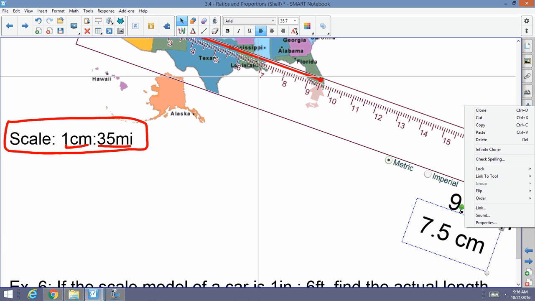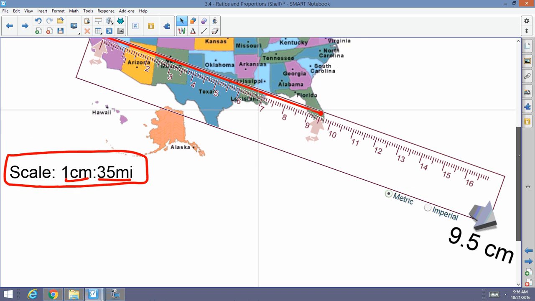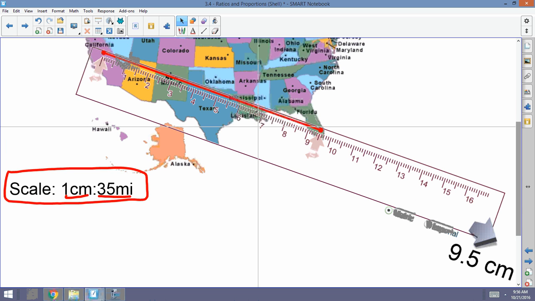Okay, guys. So I have 9.5 centimeters, not because Mr. Morrow says so, but because that's what the metric ruler says, okay? I'm just trying to be as accurate as possible. I want you to see how it is that things calculate.